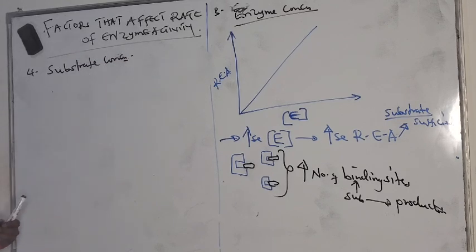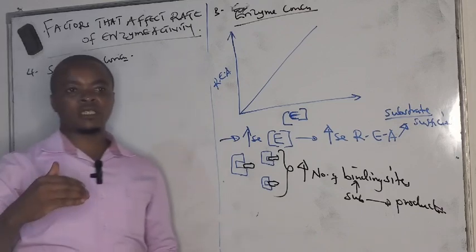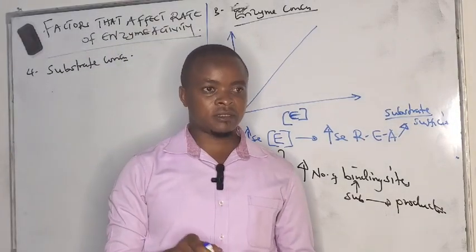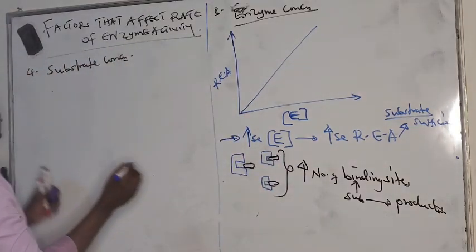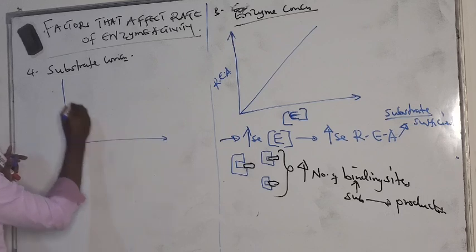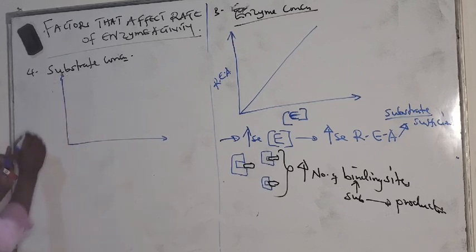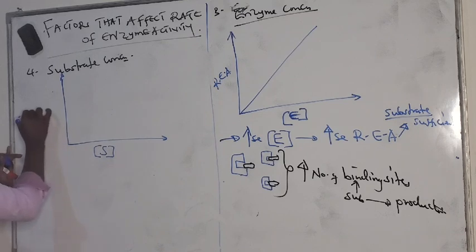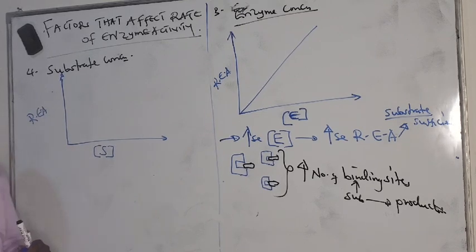And we want to look at how substrate concentration affects the rate of enzyme activity. I like drawing graphs because graphs speak more than words. I like presenting them graphically, whereby here we have substrate concentration, and here we have rate of enzyme activity, or you can call it enzyme velocity.